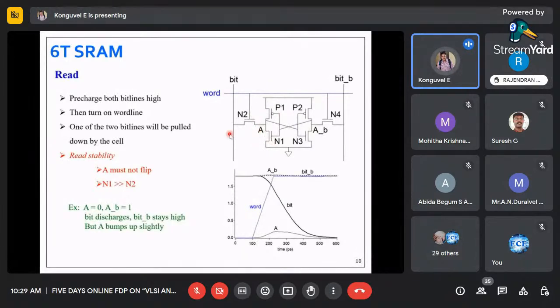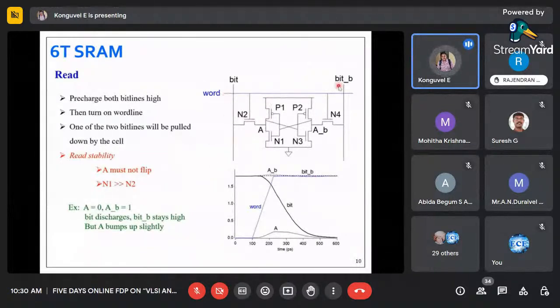For the reading operation, we always need to precharge the bit lines. Precharge is like a single pulse. At the same time I have to give the precharge pulse to bit and bit bar. If I give the single pulse and then remove it, the bit line and bit bar line will be hanging. We cannot say it is 0, or we cannot say it is VDD. It will be hanging.